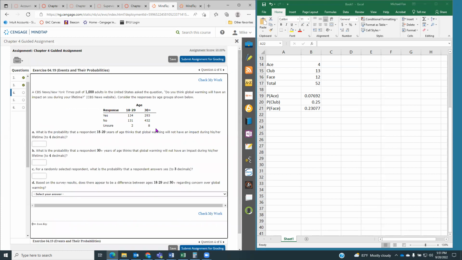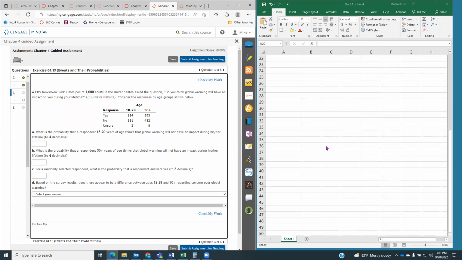All right, so number 4 tells us a CBS New York Times poll of 1,000 adults in the United States asked the question, do you think global warming will have an impact on you during your lifetime? Consider these responses by the age groups below. So we have people 18 to 29 and people 30 plus. That was the 2 age groups. And then we have yes, no, and unsure in each age group.